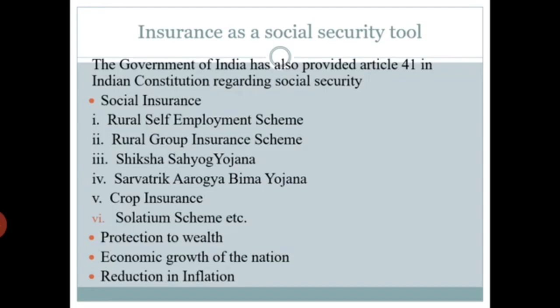Then there is the rural group insurance scheme. It is for a group of individuals, usually farm laborers or farmers. It is a scheme developed for these farm laborers. Usually these farm laborers don't have any type of protection.